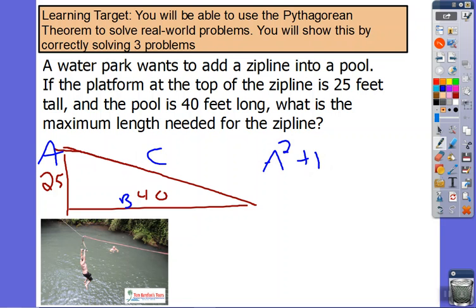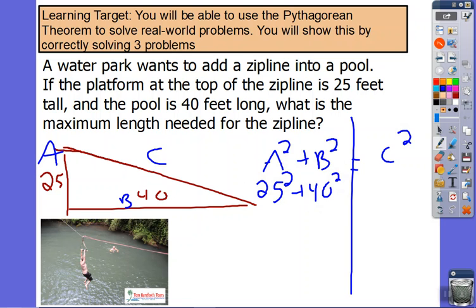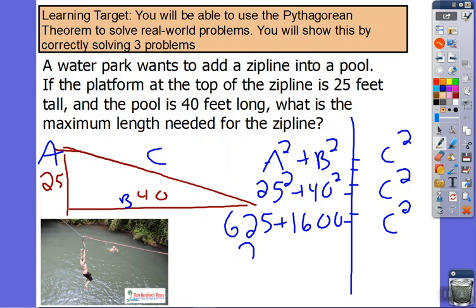Going into a squared plus b squared equals c squared. Putting in our numbers, 25, 40. Again, these are going to get pretty big. Certainly feel free to use your calculator on this. 25 times 25 is 625. 40 squared is 1600. They are on the same side, so I'm going to add those two together. That gets me 2225.